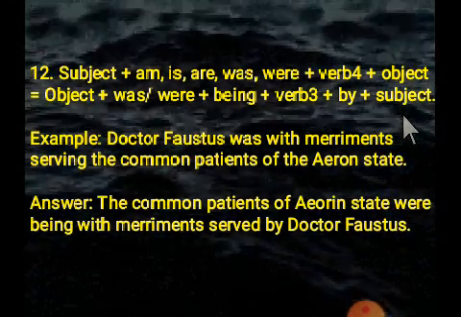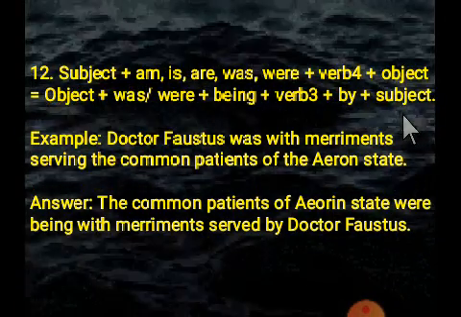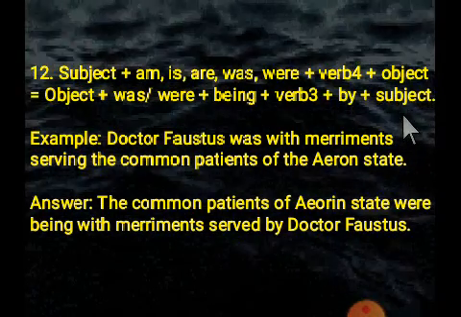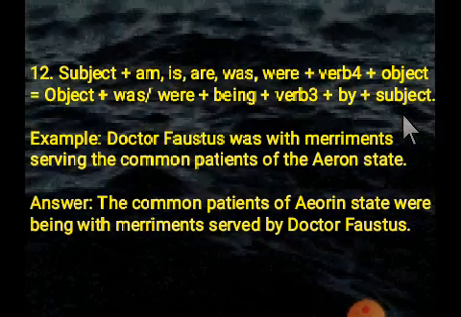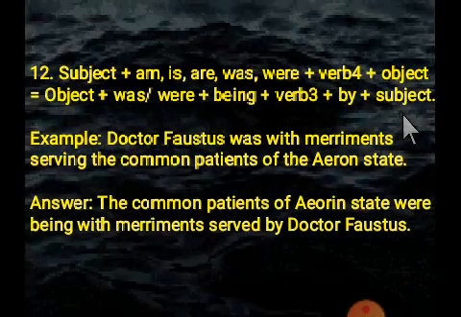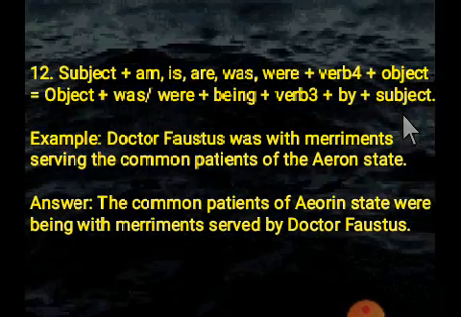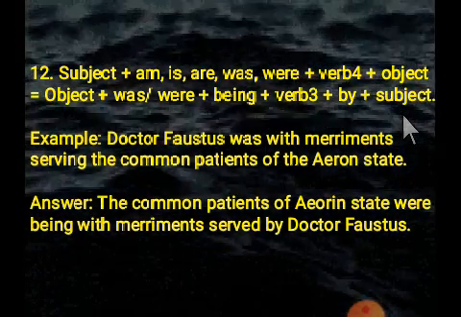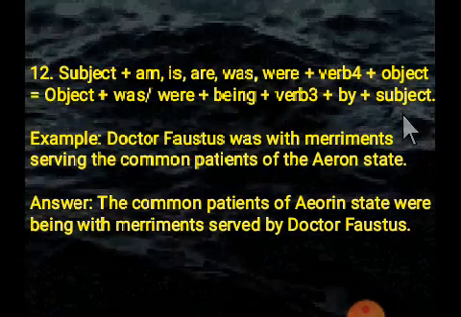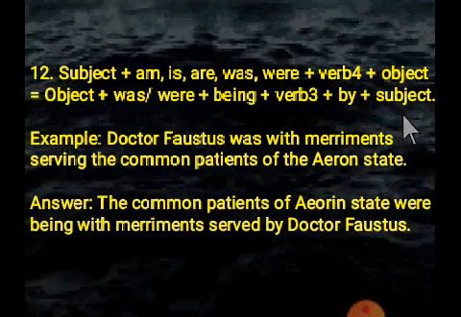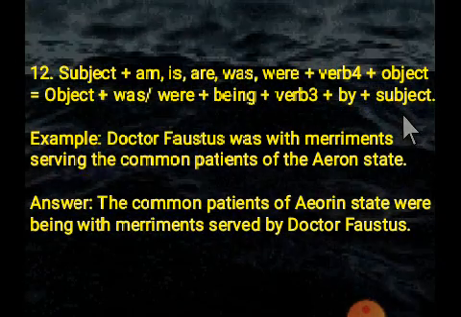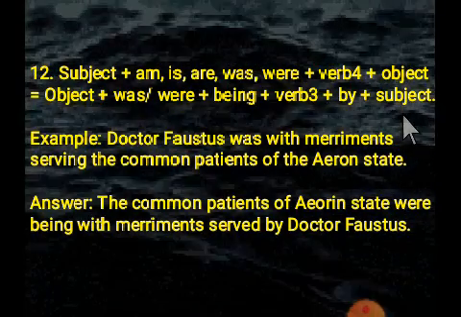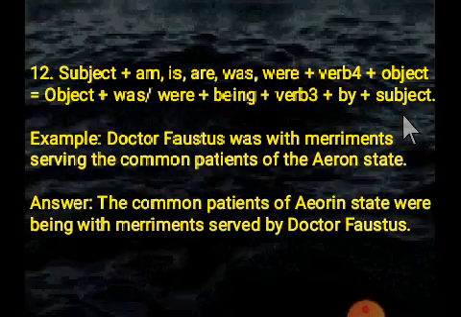Subject plus am, is, are, was, were plus verb 4 plus object equal to object plus was, were plus being plus verb 3 plus by plus subject. Example: Dr. Faustus was with merriment serving the common patients of the Aeron State. Answer: the common patients of Aeron State were being with merriment served by Dr. Faustus.